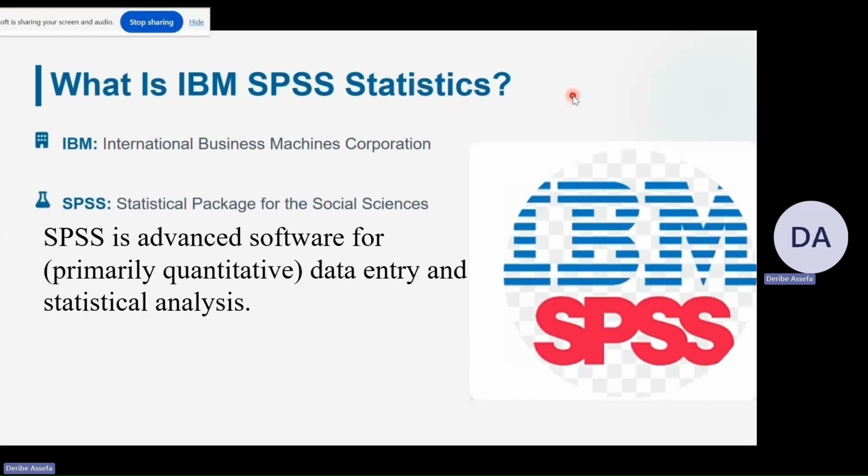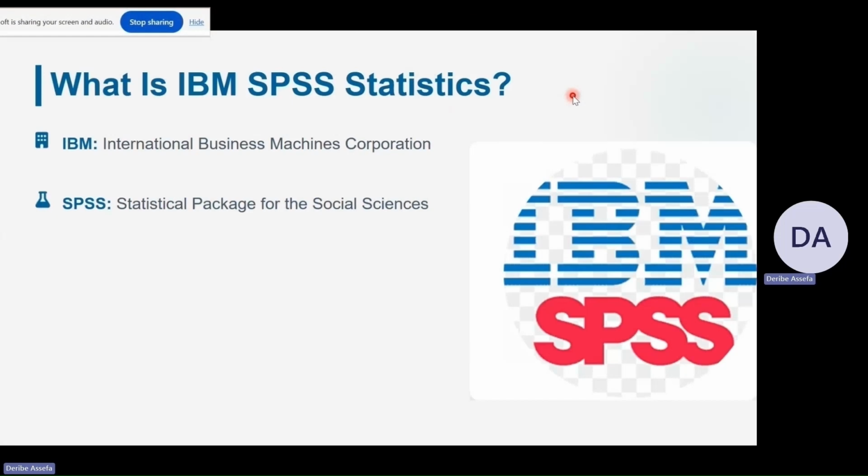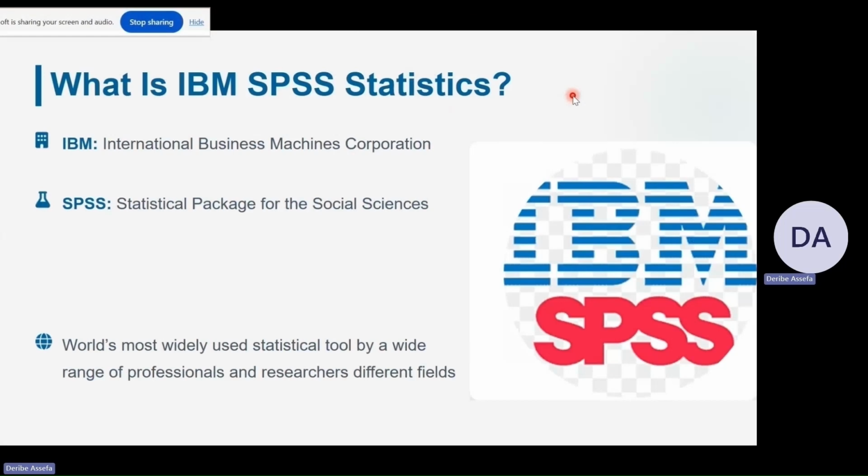Therefore, IBM SPSS Statistics, or in short, SPSS, is an advanced software application used for quantitative data entry and statistical analysis. It enables users to perform both descriptive statistics and inferential statistics. This software is utilized by a wide range of professionals and researchers across different disciplines. In order to use SPSS, it must first be downloaded and properly installed. Let us see how to get started with SPSS.